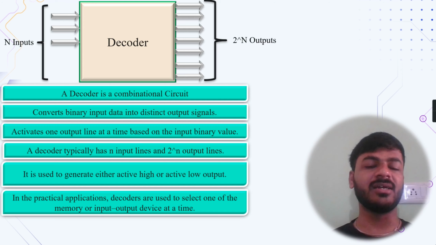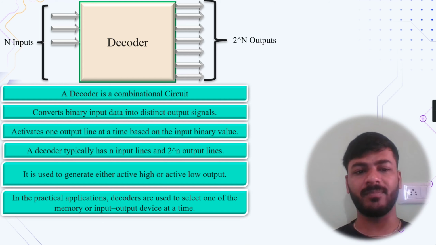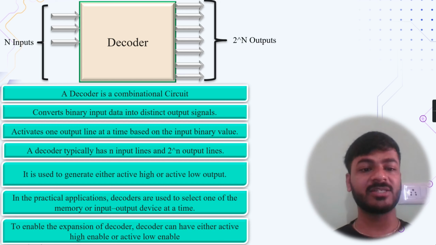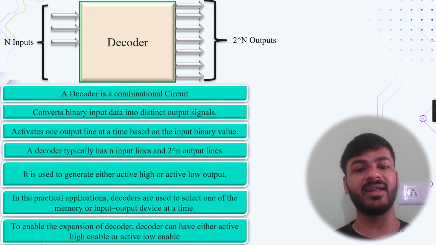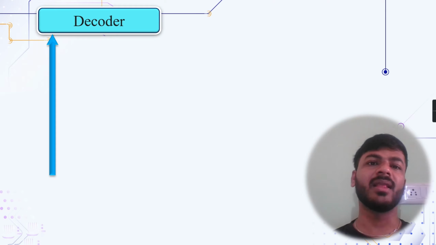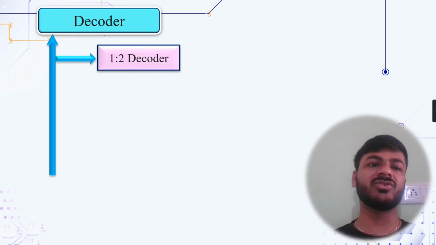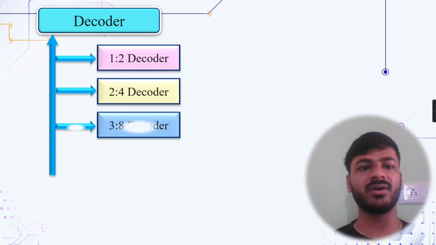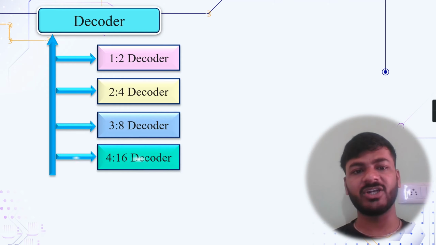In practical applications, decoders are used to select one of the memory or input output devices at a time. Okay, and to enable the expansion, a decoder can have either active high enable or active low enable. Now based on binary input values, we are having different types of decoders. That is 1:2 decoder, 2:4 decoder, 3:8 decoder, and 4:16 decoder.